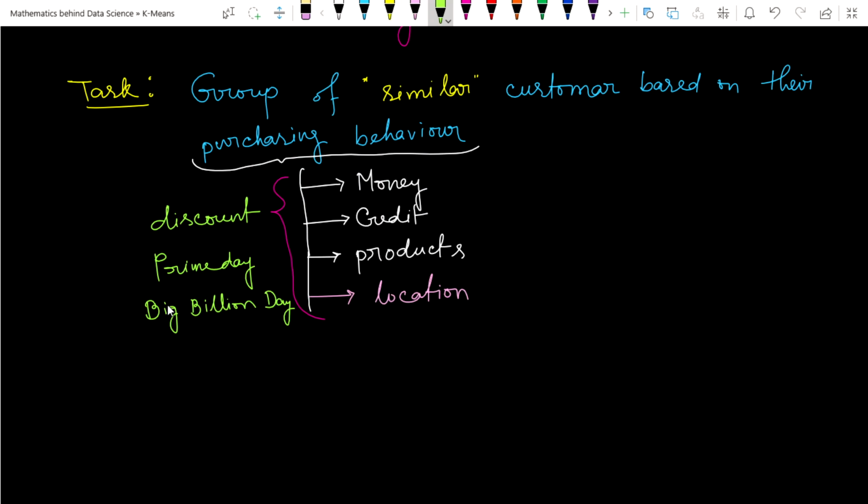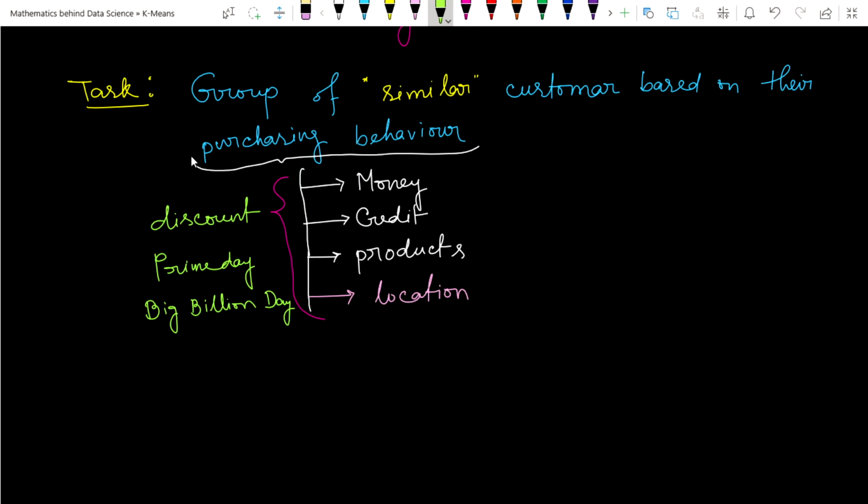According to that, they will try to find a group of similar types of customers. Similar here means similarity in their purchasing behavior. This is the meaning of similar in this task. Okay, I think you got the answer, how these things are important. According to this, they will try to group the customers.